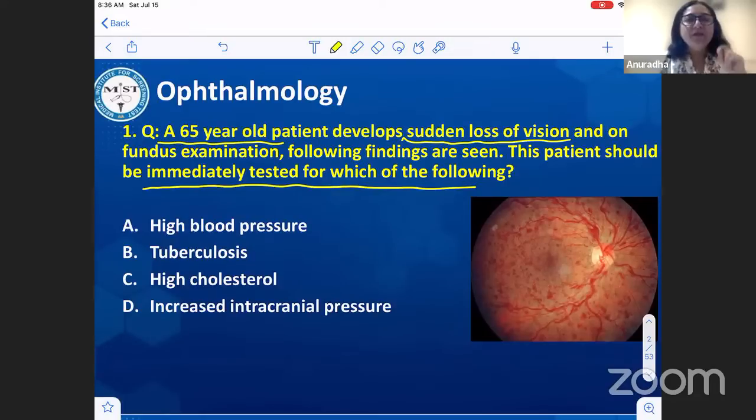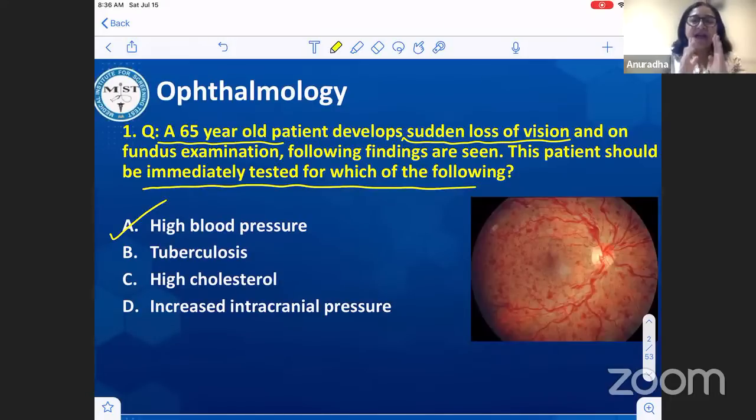So what is the most important and common risk factor for development of central retinal vein occlusion? Absolutely right, my dear friends. It is... don't confuse with high cholesterol. We have to mark the choice which is best. Yes, high cholesterol can be a risk factor, but the most important one is, yes, your choice A, high blood pressure.